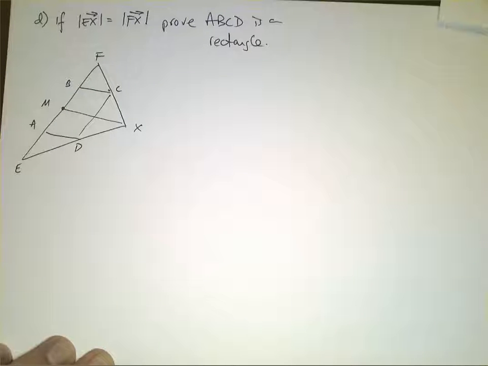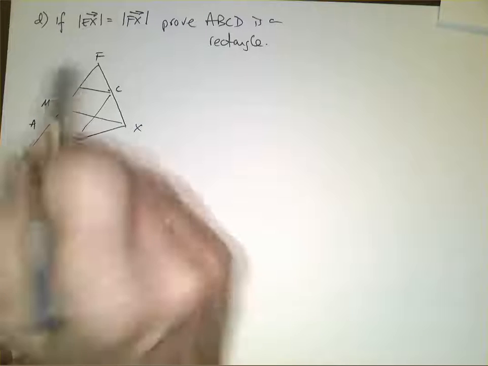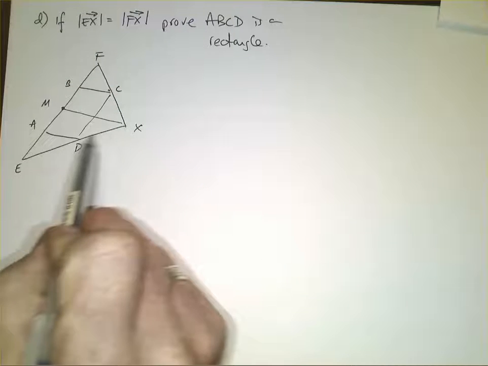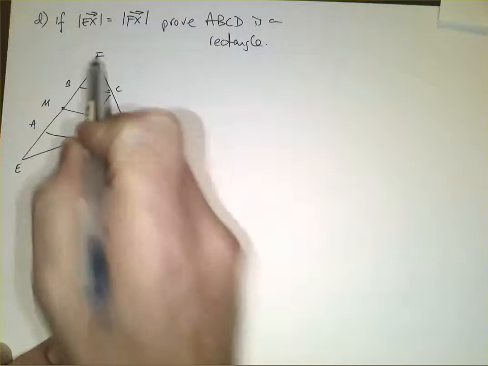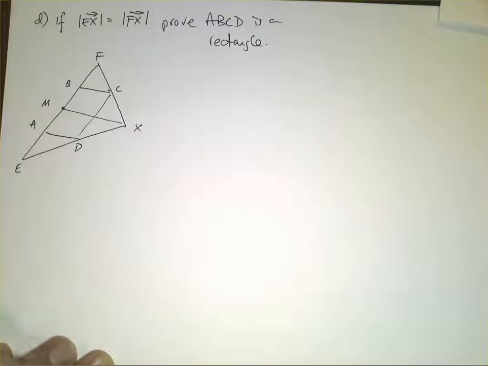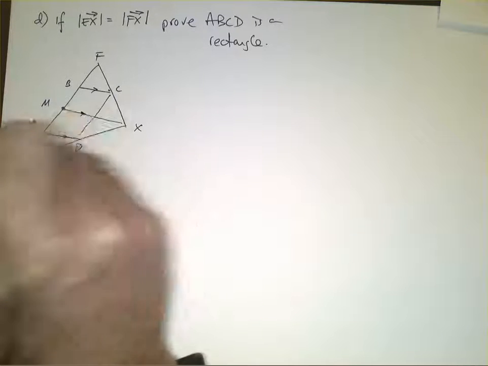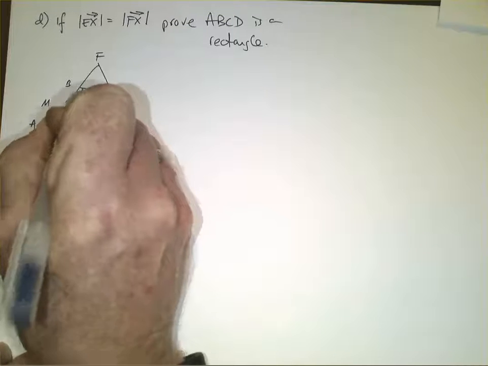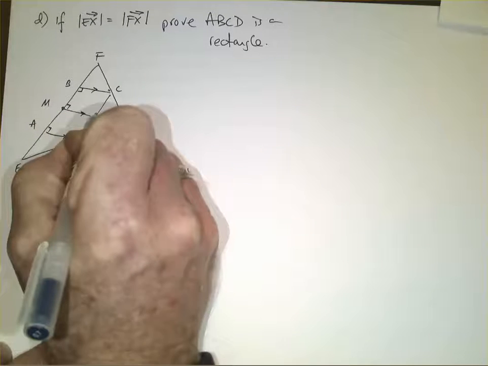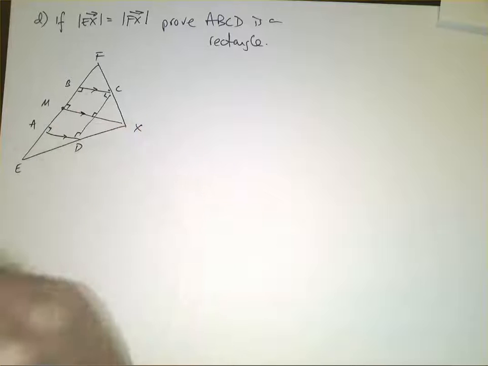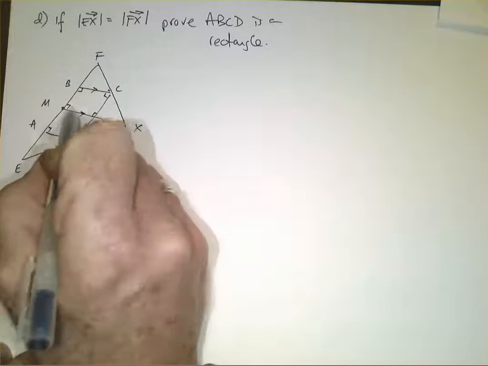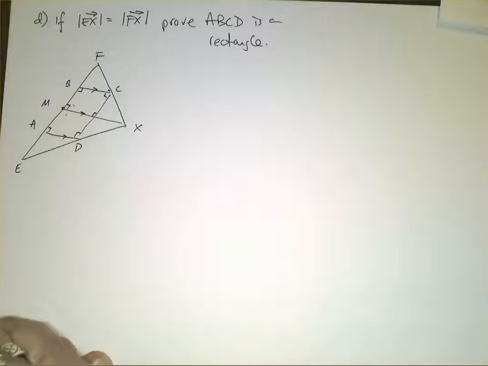Okay, the last bit of number 19 asks about if the distance from E to X is equal to the distance from F to X, prove that that parallelogram is a rectangle. Okay, if it's a rectangle, since this is parallel to these two, this has to be a right angle, and so do the other angles. So if I could prove that these were 90 degrees, therefore all of the other angles are 90 degrees because they're parallel lines, so therefore it's a rectangle.